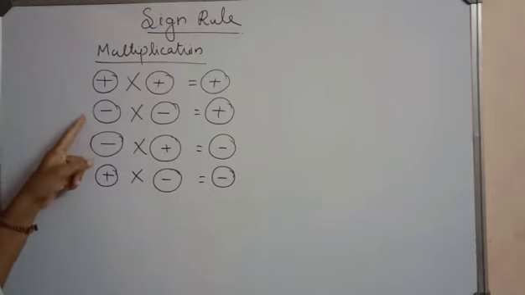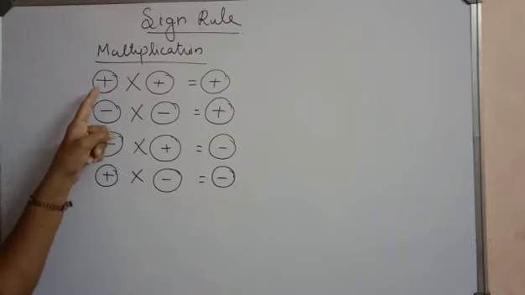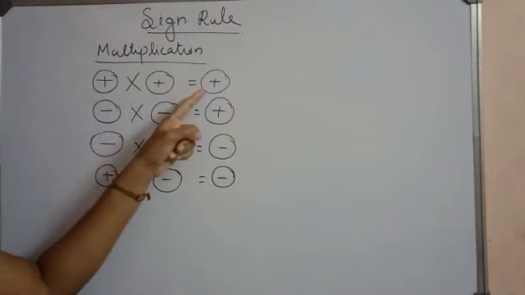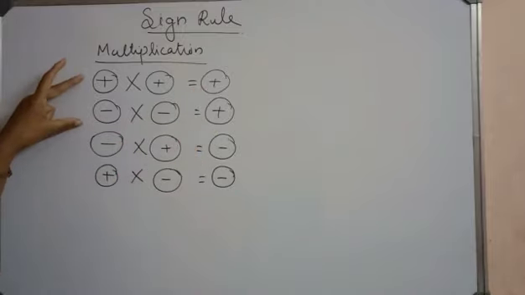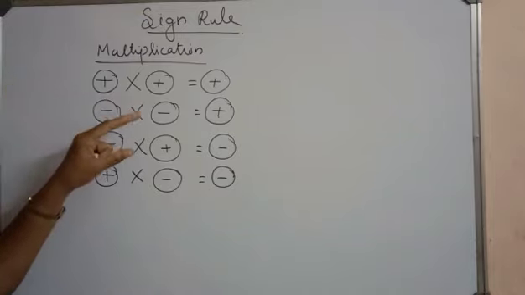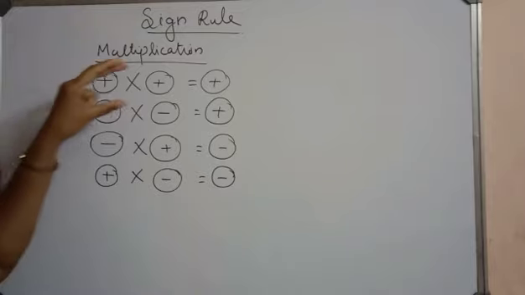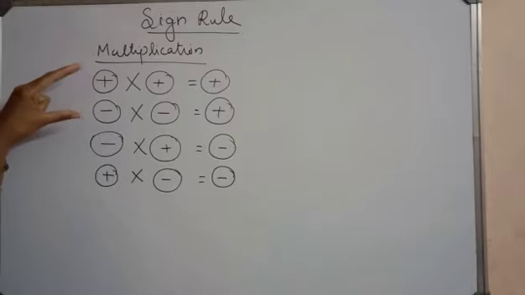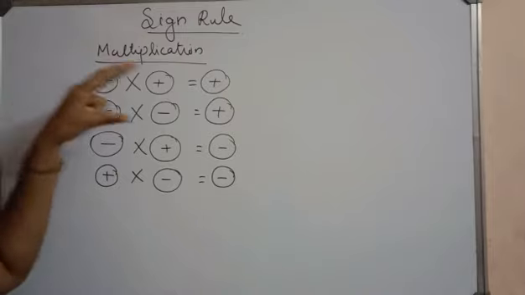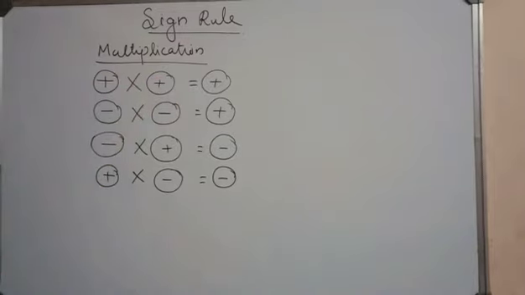Look at the first two rules. Here, when you are multiplying positive with positive, you are getting a positive number, and negative with negative, you are getting a positive number. So from these two, what you can say is, whenever you are multiplying two numbers with the same sign, whether it is positive or negative, your answer is positive. Keep in mind, whenever you are multiplying two numbers with the same sign, your answer is positive.